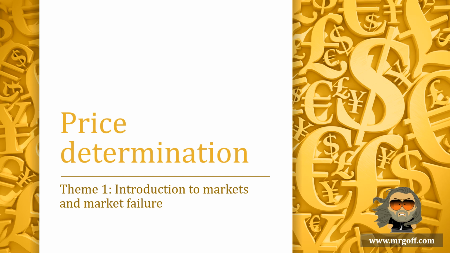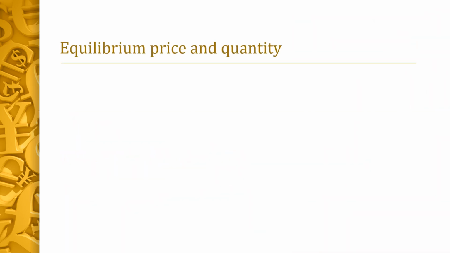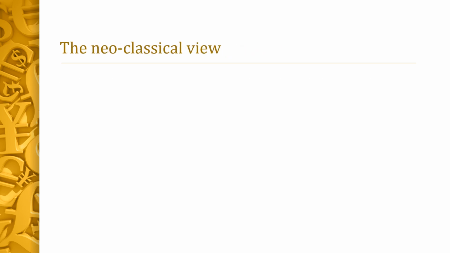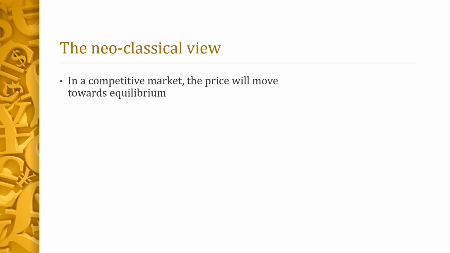This video will focus on price determination. Equilibrium price and quantity refer to the price and quantity at which the quantity demanded exactly matches the quantity supplied. At this price, every item that is produced and brought to market will be sold, and thus the market is said to clear. In neoclassical economics, in a competitive market, we expect the price will move towards equilibrium.